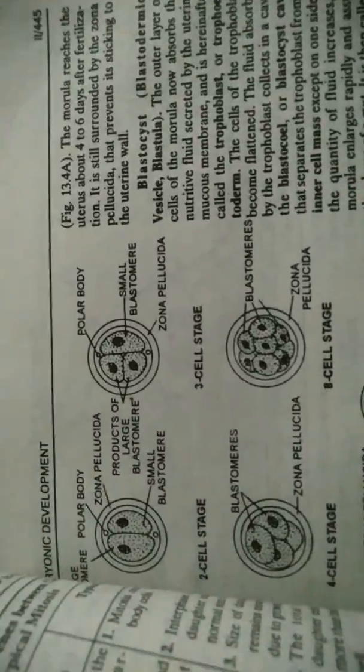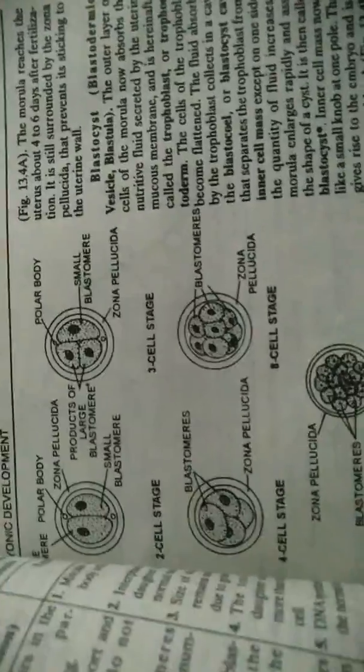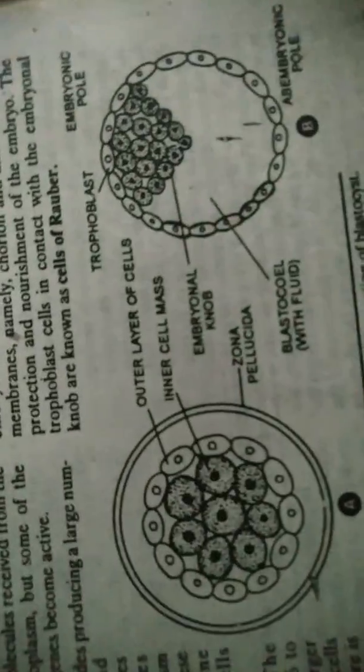The morula reaches the uterus about 4 to 6 days after fertilization. Then the morula changes into the second stage, which we call the blastula. This is the blastula. Now what happens during blastulation?